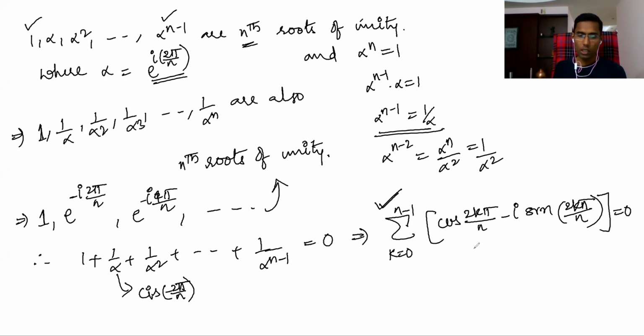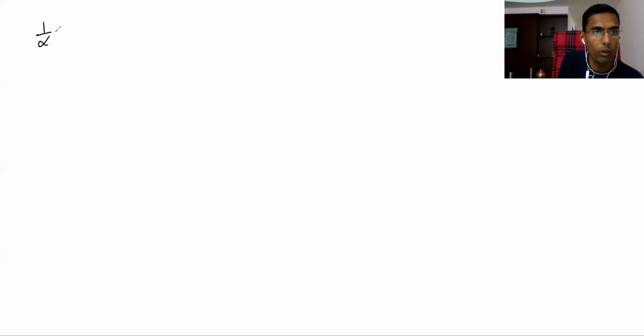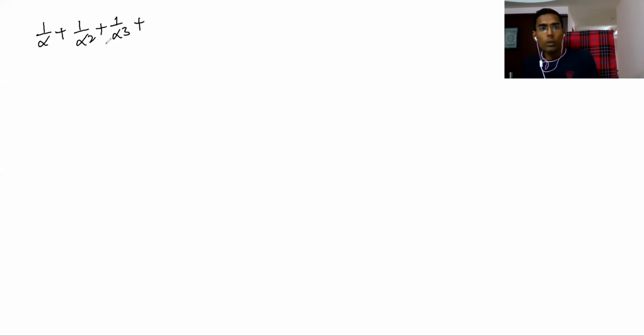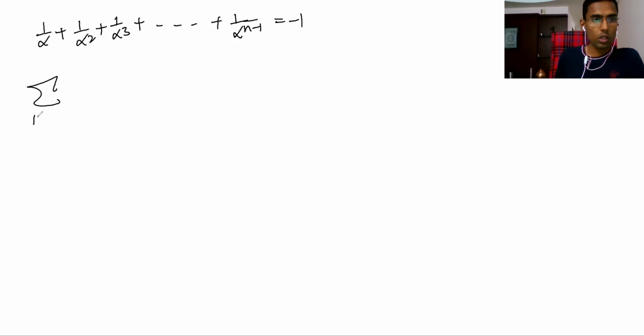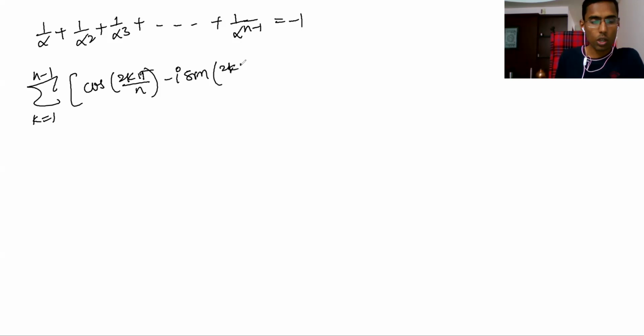Okay. But in this case also, what you get is 1 by alpha plus 1 by alpha square plus 1 by alpha cube plus so on up to 1 by alpha power n minus 1. This is also equal to minus 1. That means summation k equal to 1 to n minus 1 of cos 2k pi by n minus i sin 2k pi by n, same thing, 2k pi by n. In between, whether plus is there or minus is there, you are going to get only minus.